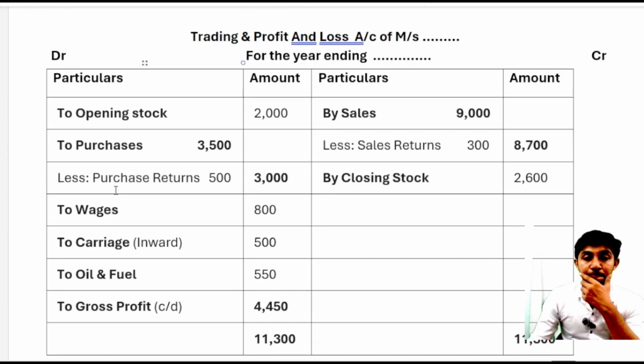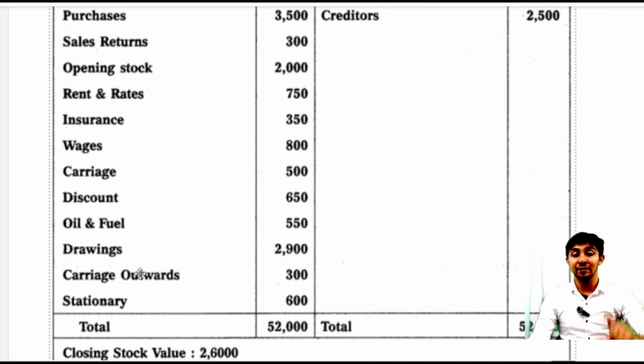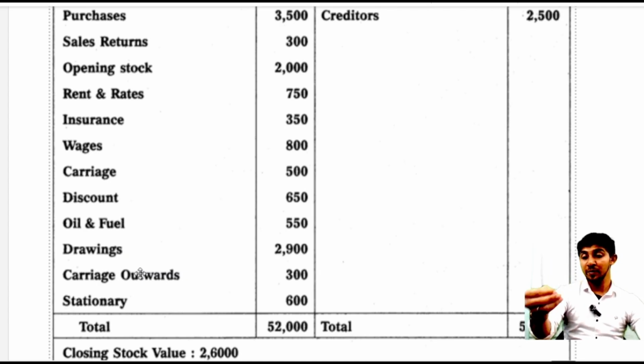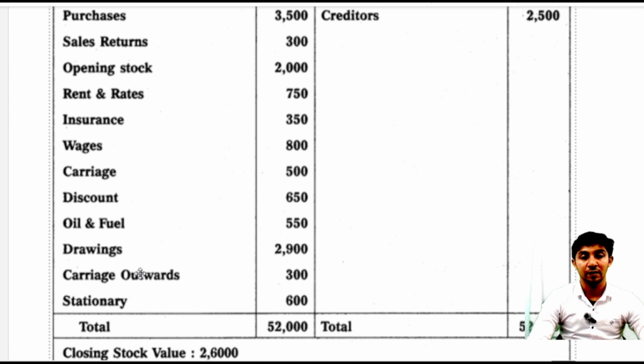Then after that, the next item is oil and fuel drawings, and this drawings is nothing but an adjustment of capital account. अब ये drawings को हम करते क्या, capital का जो भी amount आया उसमें से हम ये deduct करते, because if owner is withdrawing from the business then it is considered as drawings. Then it is mandatory to reduce the capital.